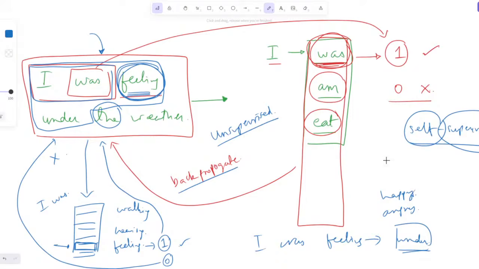Till now, what does it do? It just understands sentence structure and sentence construction, you can say. This is what it learns here.